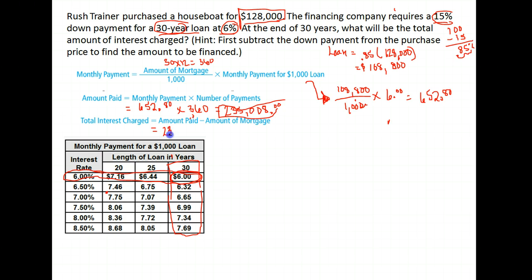So we take that total amount he paid, $235,008, and subtract from that the amount he actually was borrowing, which, if we remember right here, that was his 85%, or his $108,800. Okay, when we calculate that, we get $126,208. That is the amount of his payments that will go to interest, or his finance charge.